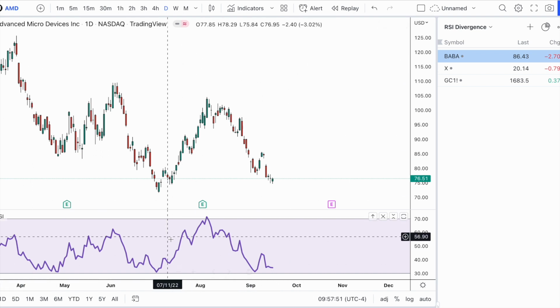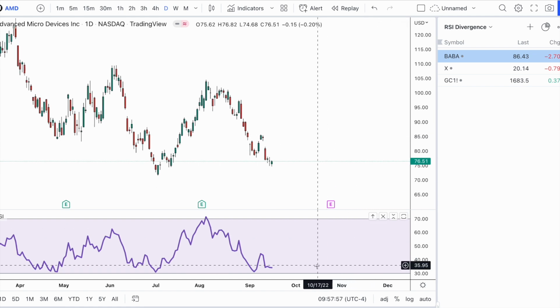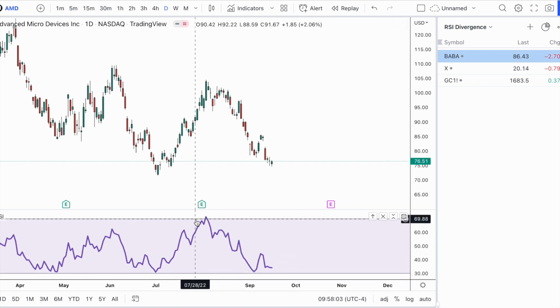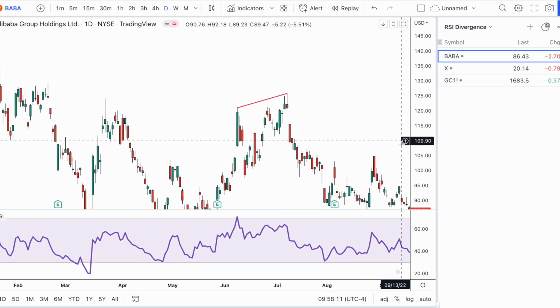So this is the RSI down here. When it's above 70, it's typically overbought, and when it's below 30, it's typically pretty weak. Meaning that price may reverse when it gets below 30 and price may reverse when it gets above 70. The divergence is when RSI is showing something different than price. So let me explain that to you right here.